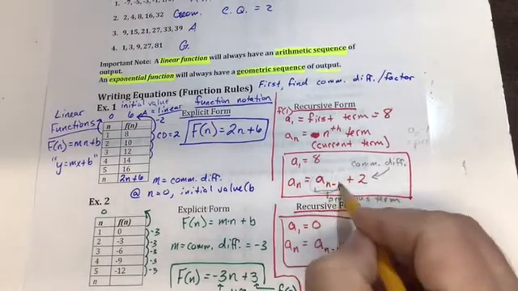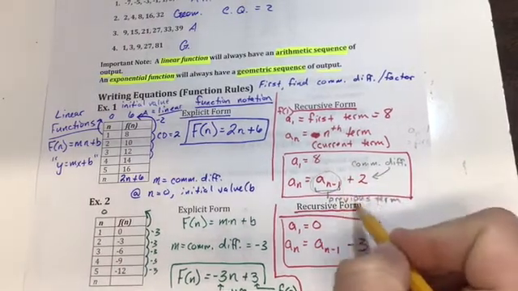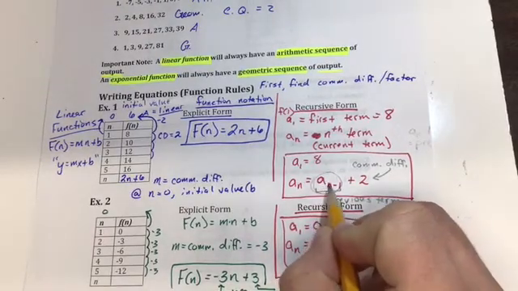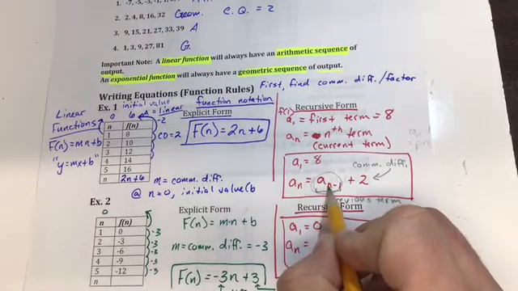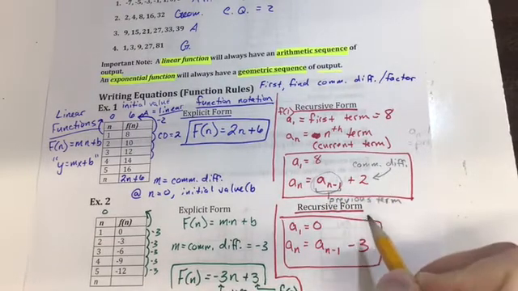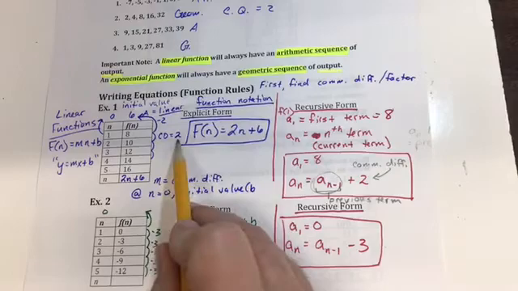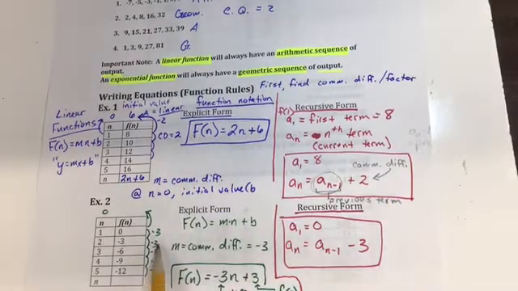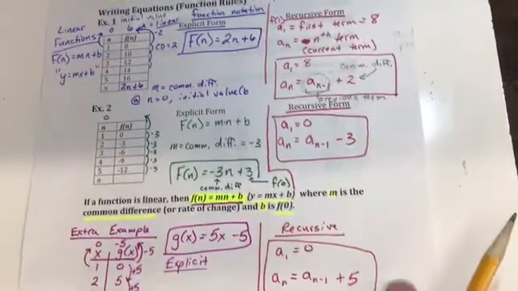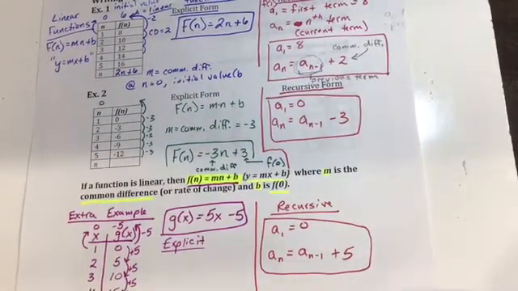That's the part that we use to represent the previous term. Rather than write out the words previous term, we use this notation. We read it as a sub n minus 1. So we take the previous term and then we add the common difference to it. If it's a positive common difference, it's just a plus. If it's subtracting every time, you write it as minus. So that's how we write explicit and recursive forms for linear functions.